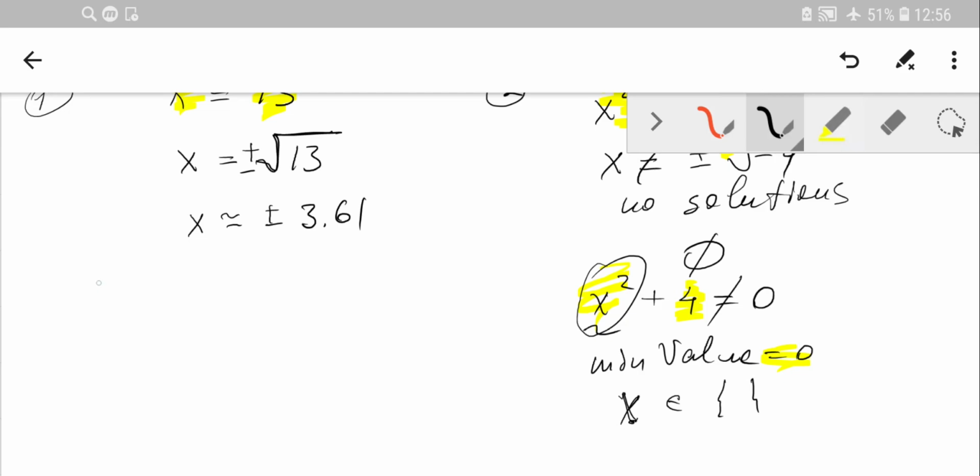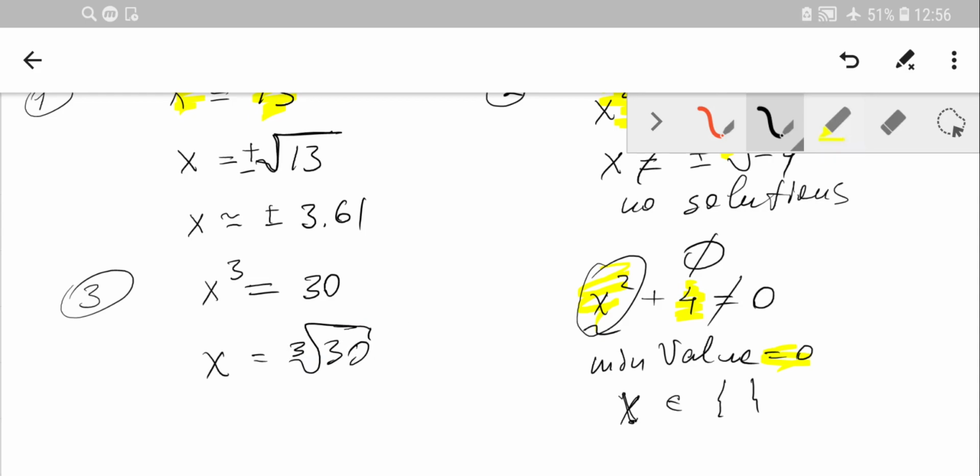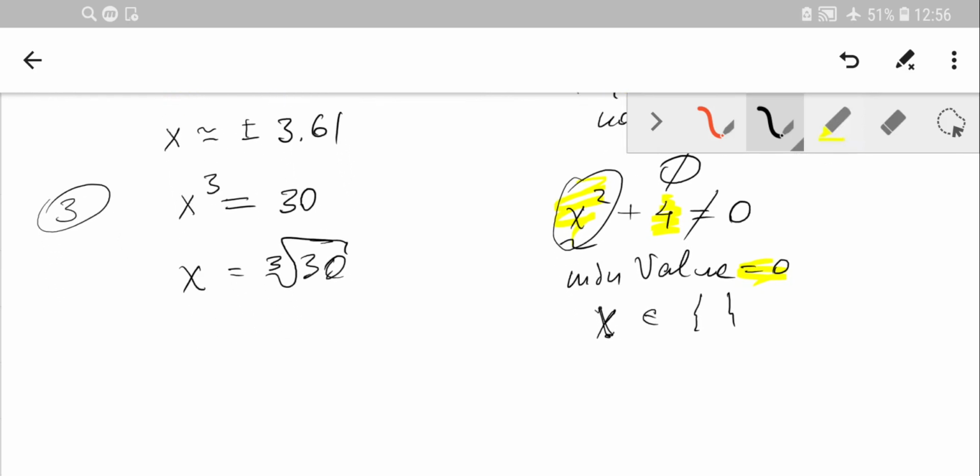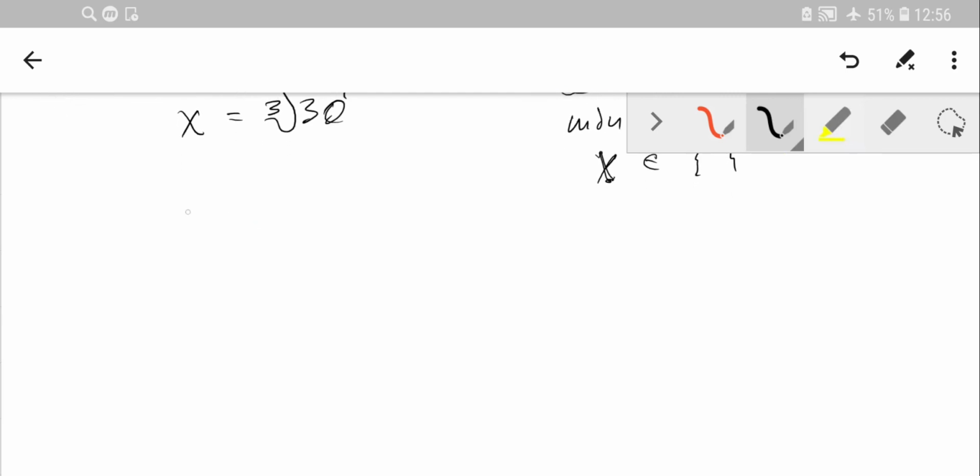Alright, so let's take an example with odd powers. x cubed, let's say, equals 30. In this case, we simply take the cubic root of 30, and if you have a calculator, you just figure it out. Okay, what if we have fractional or proportion-like equations? For example, say x over 5 equals 3 over x. How to cope with that?